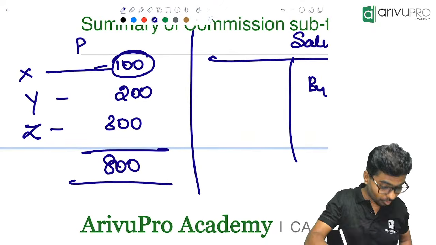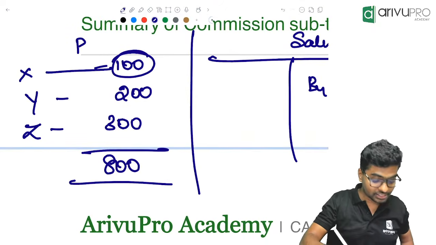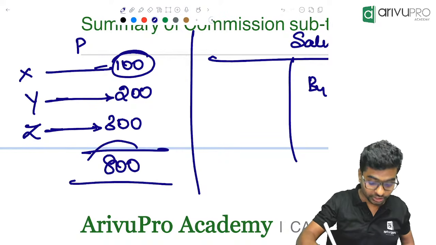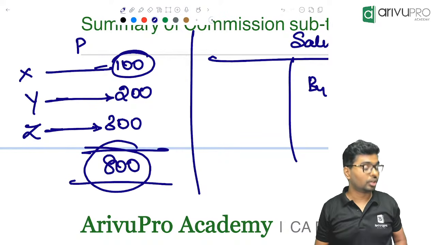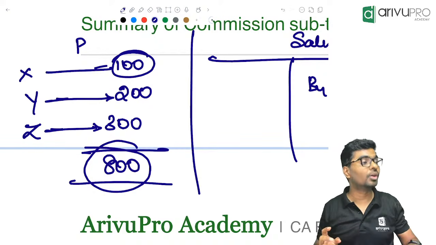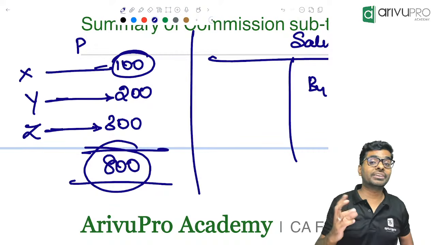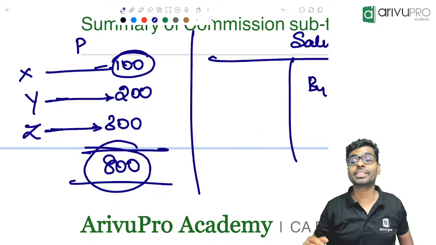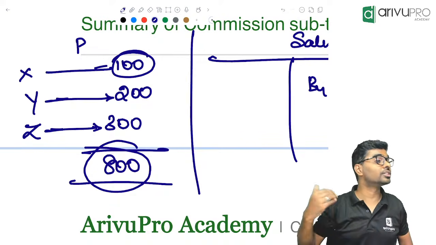Check here. Is the amount of X right? Is the amount of Y right? Is the amount of Z right? What is wrong is what? The total should have been 600. You have totaled it as 800. What does that mean? You are giving excess credit to sales.